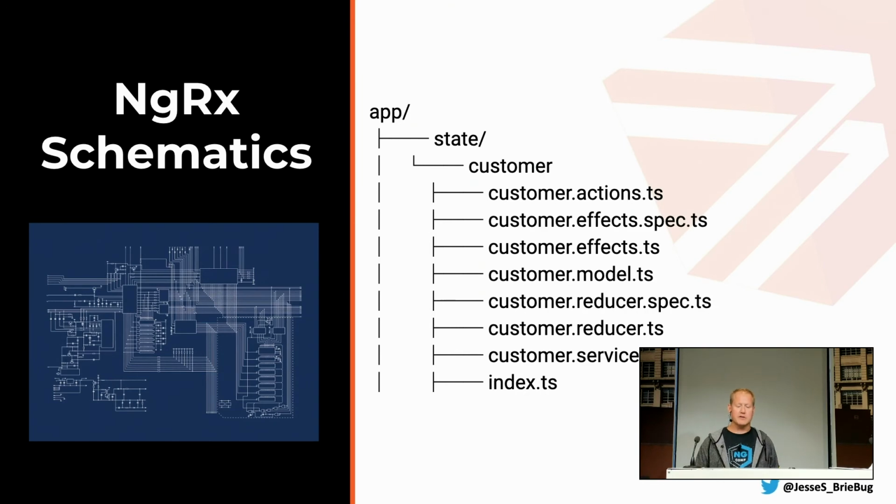I'm getting actions, effects, effects spec. I get a model, I get my reducer and a spec for that, and I get a service and an index, which is my selectors. So it gives me everything I need out of the box, all with just doing ng g @brebug schematic and telling it the name of the entity, and it generates all that out for me.